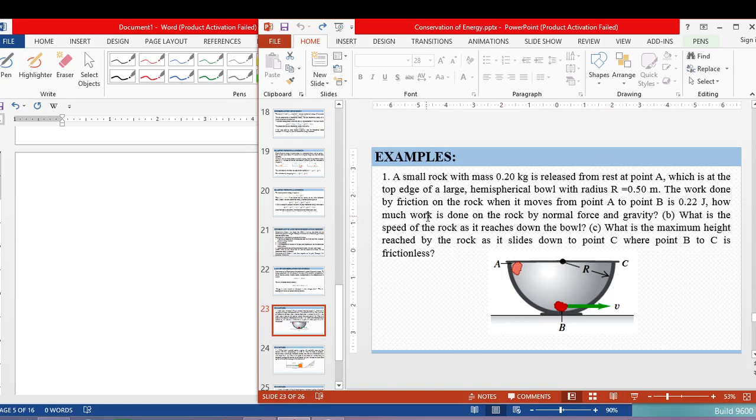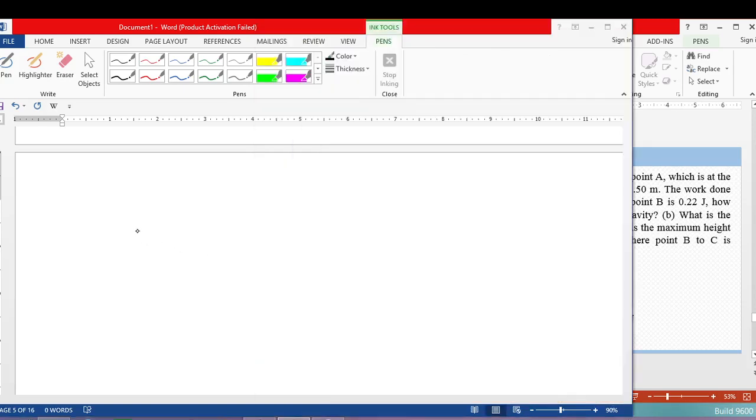So the work done by friction on the rock when it moves from point A to point B is 0.22 joules. How much work is done on the rock by the normal force and gravity? Okay? So here we have to find the work done by the normal force. So first, I will just use my pen.